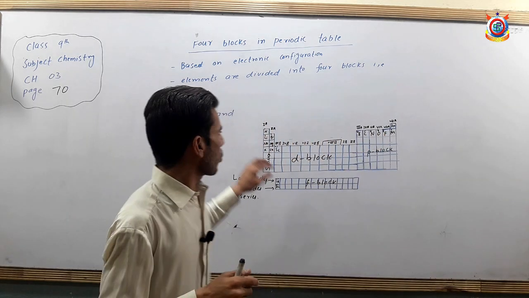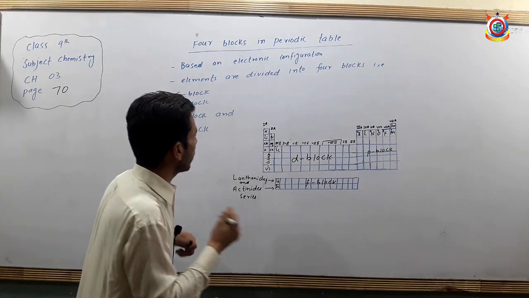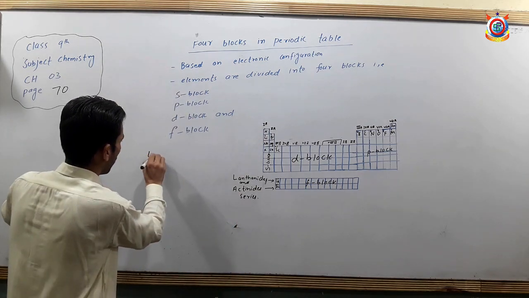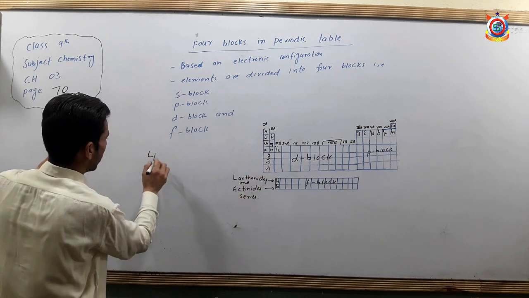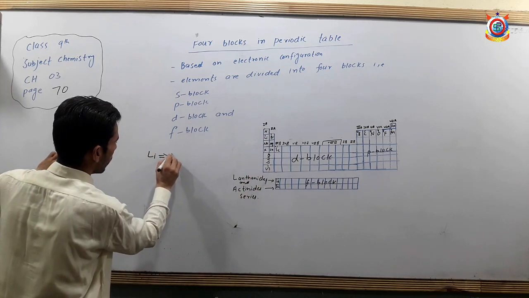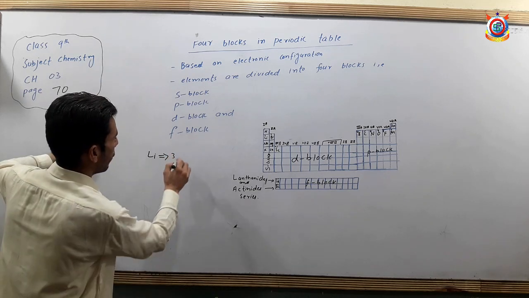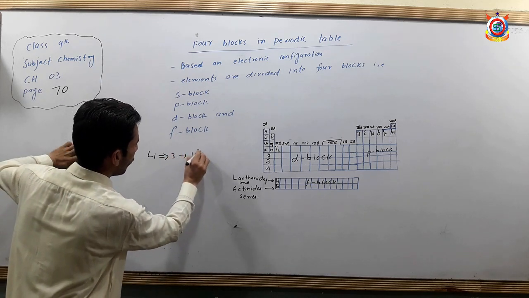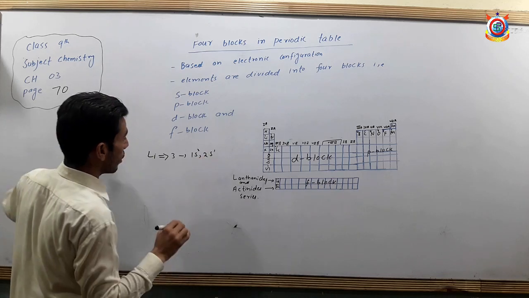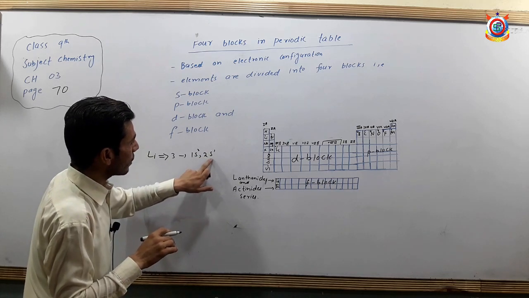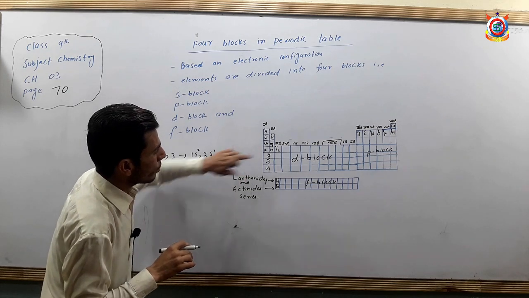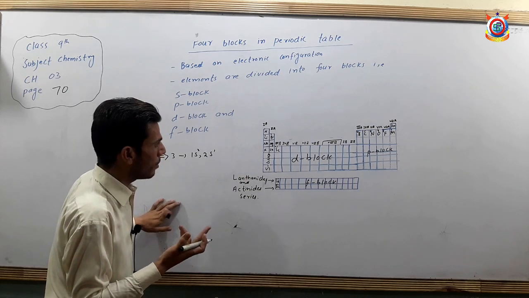For example, group numbers first and second A contain elements such as lithium. Lithium is a member of group first A, which is S block. Its atomic number is 3 and its electronic configuration is 1s2 2s1. So you see, in the electronic configuration, the last electron enters into the S subshell. That is why these elements are called S block elements.